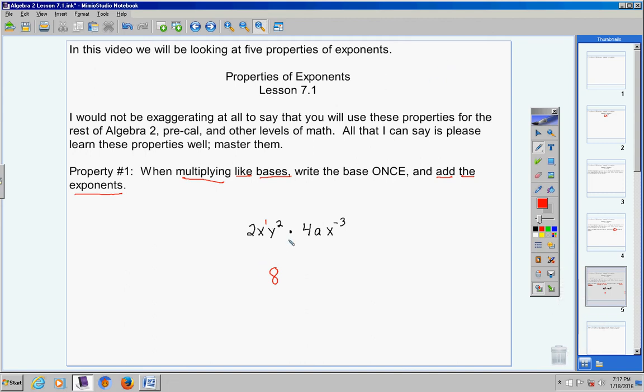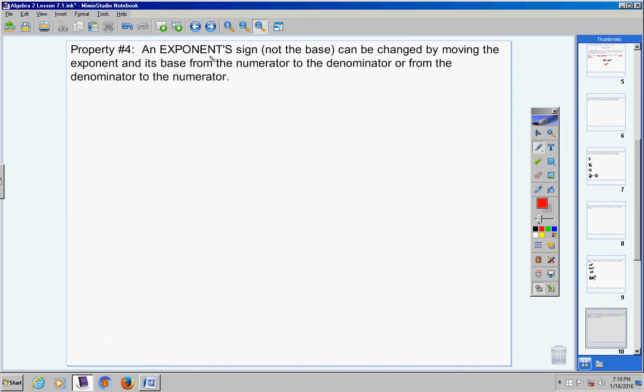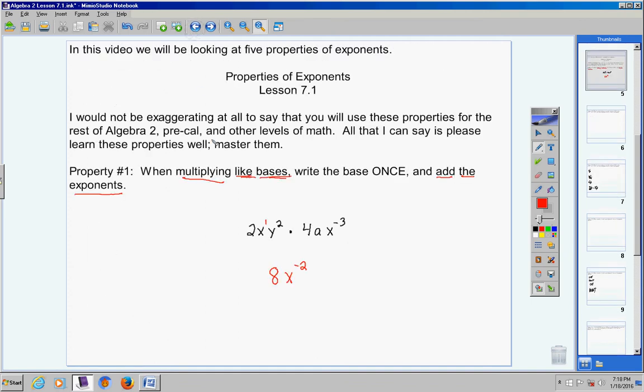Now, look at your x's. Okay, guys, we have an x times an x. They're like bases, so write the x once. Add the exponents. What's 1 plus a negative 3? Negative 2. It's okay to have a negative exponent. We're going to move on to property number 4, and we talk about negative signs there, okay? Alright, so for now, let's not worry about it.